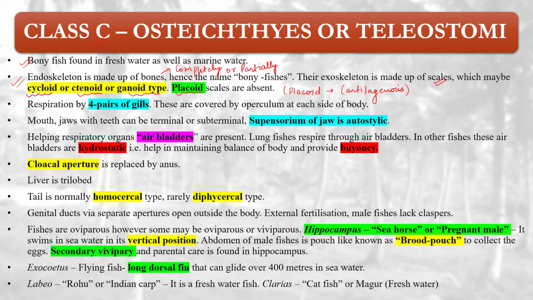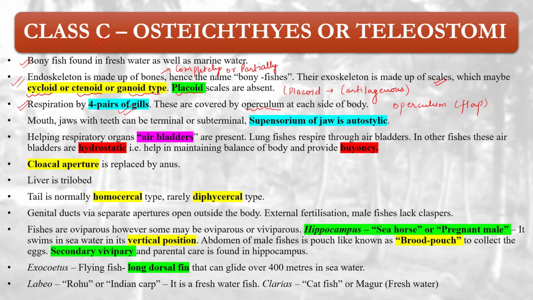Now coming to the next, respiration. It is the most important point that in cartilaginous fishes there are around 5 to 7 pairs of gills, but in bony fishes there are 4 pairs of gills. And most importantly, in bony fishes the gills are covered by an operculum, meaning a flap. The operculum is a flap which covers the gills.